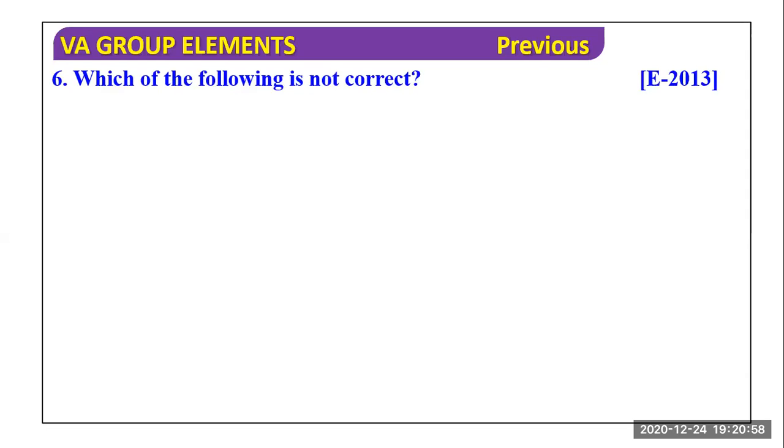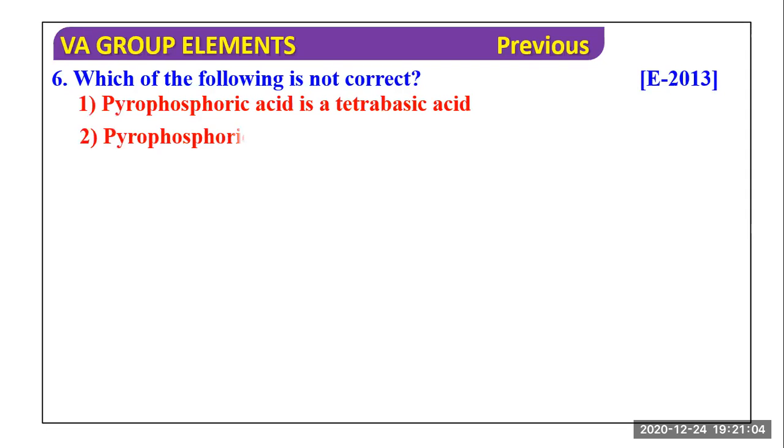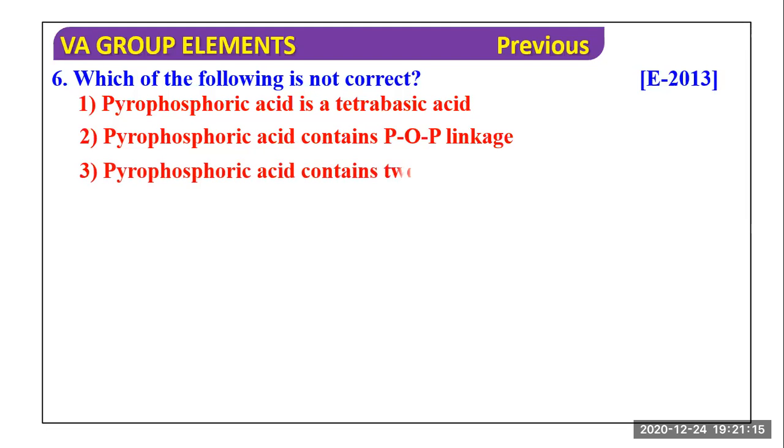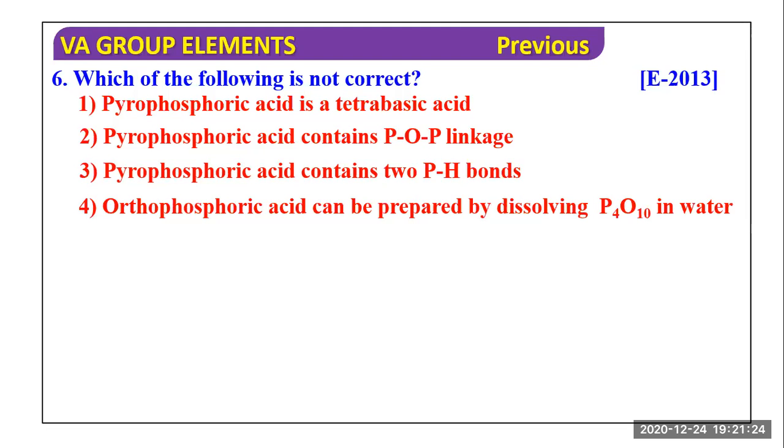Which of the following is not correct? Pyrophosphoric acid is a tetrabasic acid. Pyrophosphoric acid contains a P-O-P bond linkage. Pyrophosphoric acid contains 2 P-H bonds. Orthophosphoric acid can be prepared by dissolving P4O10 in water. So which one is the correct answer?